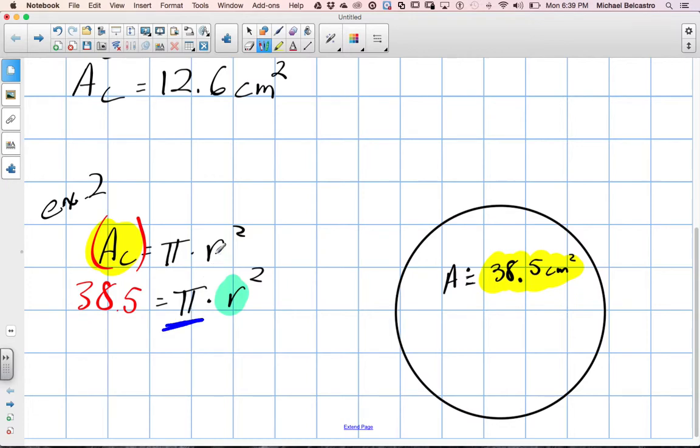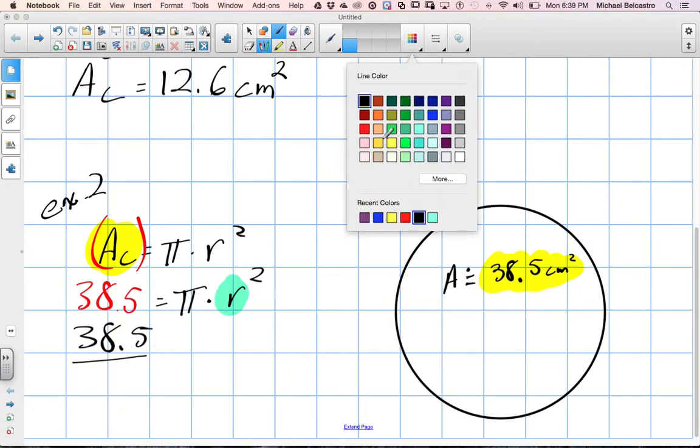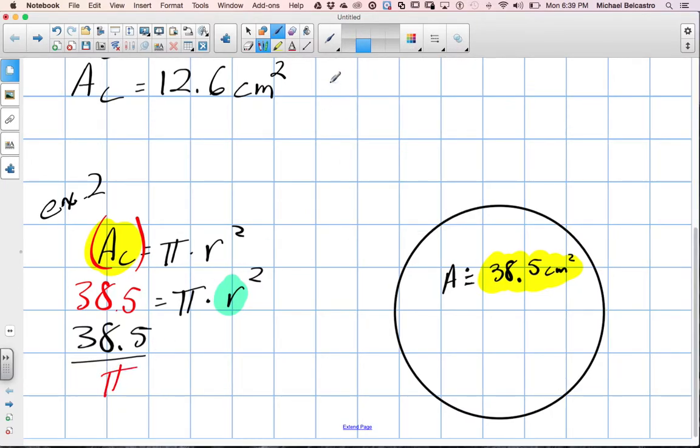Okay, so this pi here, this symbol, stands for a really long number. And I don't want to write it in because it's going to take me that much space to write the number in. So I'm just going to use this symbol to represent it. So we're going to isolate variables. And because this is multiplication, I need to move the pi to the other side. In order to fix it, we use the opposite of multiplication. We have to use division. Okay. So when we bring it over, we'll have 38.5 divided by pi is equal to r squared.